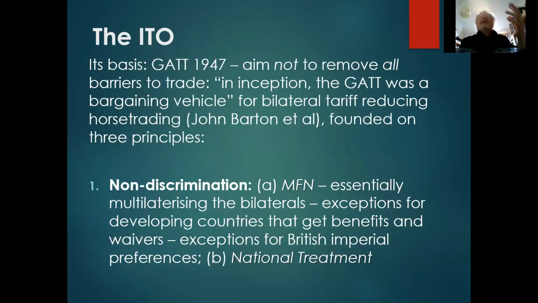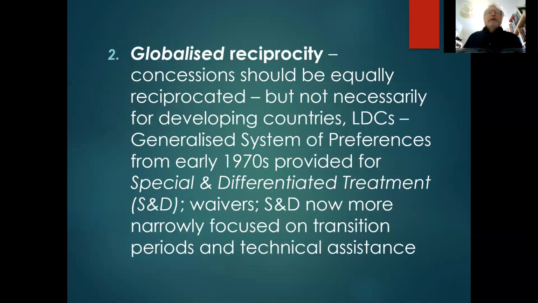So the effect is to multilateralize these bilateral agreements. So GATT provides this forum, this bargaining vehicle for doing this. Second is globalized reciprocity. In other words, I give you a concession, you give me the same back, right? But then, as I say, that becomes globalized through MFN. Not necessarily, though, for developing countries. Developing countries do not have to give back in equal measure, right?